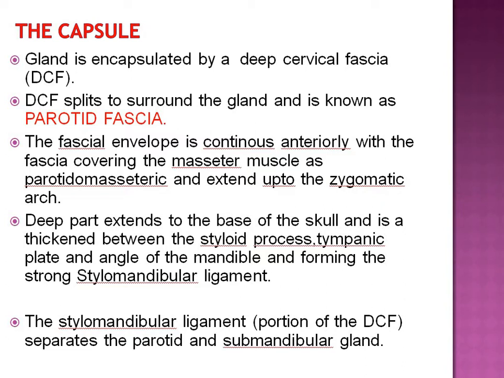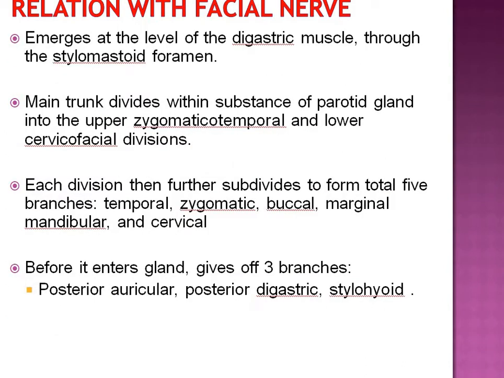The deep part extends to the base of the skull and is thickened between the styloid process, tympanic plate, and angle of the mandible, forming the strong stylomandibular ligament. The stylomandibular ligament, a portion of the deep cervical fascia, separates the parotid and the submandibular gland. Now, relationship with the facial nerve. The facial nerve emerges at the level of the digastric muscle.